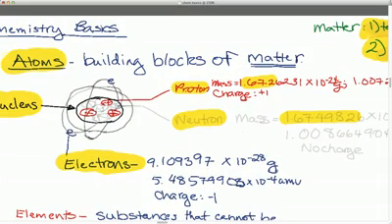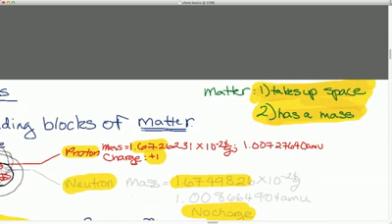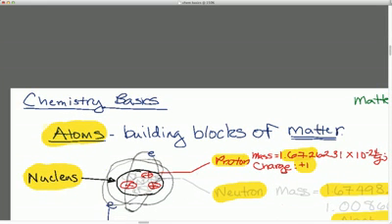Know the -1 charge for the electron, the +1 charge for the proton, no charge for the neutron, and where their locations are: in the nucleus for the proton and the neutron, and surrounding the nucleus in these spherical shells. And again, we'll deal with that at a later date. Okay? Matter has mass and takes up space. And atoms are the building blocks of matter.